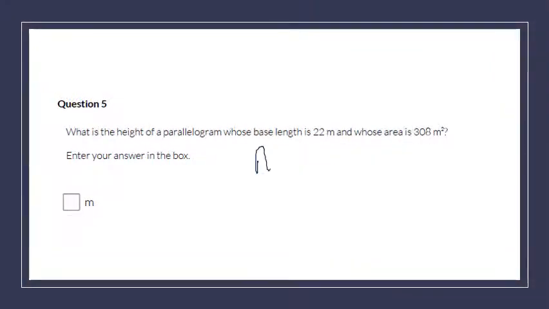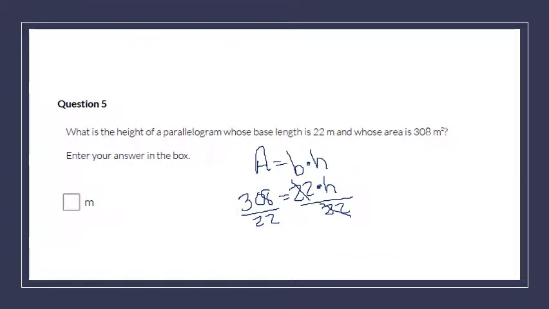What is the height of a parallelogram whose base length is 22 and whose area is 308 meters squared? So I've got to undo the multiplication. You always want to do whatever you do to one side, you do to the other. So when I divide, I do get that my height is 14 meters.